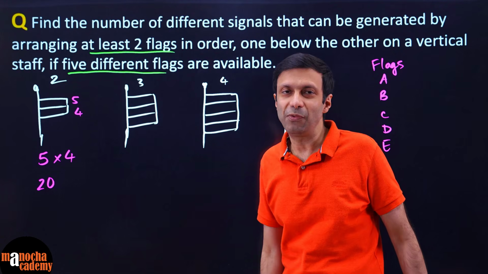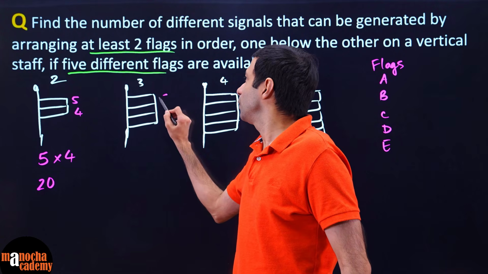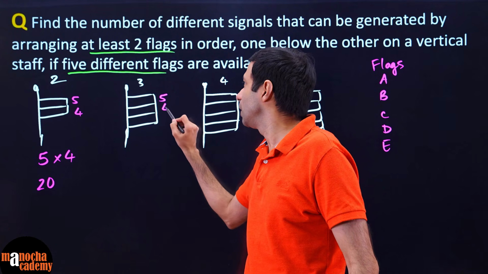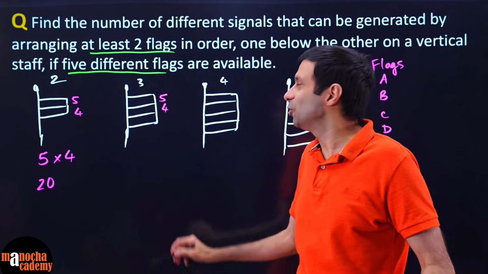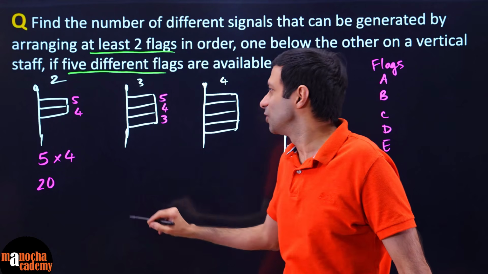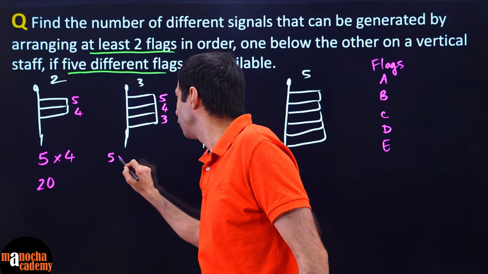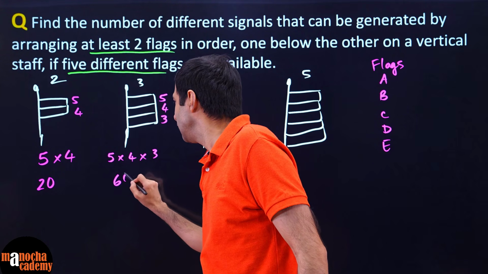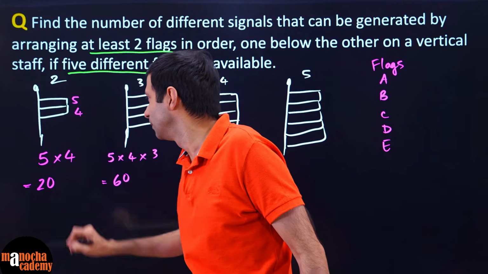Now what about with 3 flags? So you can put any of the 5 colors here. Now since 1 has been used up, for the next one, any of the remaining 4. Another one used up, so remaining 3. So how many possibilities here? Very good. 5 times 4 times 3. So this answer will be 60. So this equals 60 here.